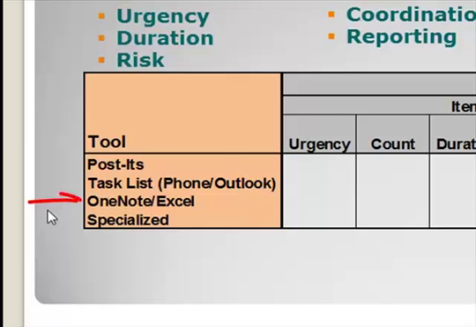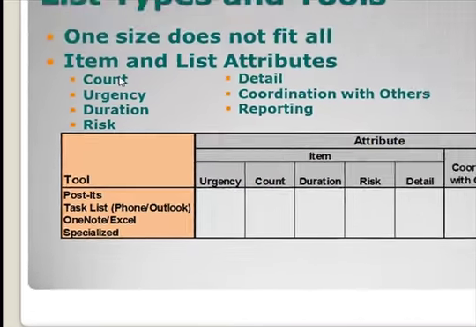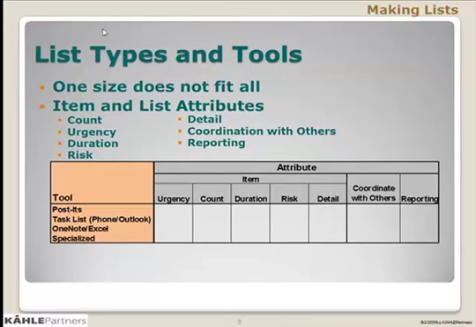Then we go on to OneNote and Excel, and these are two clearly more powerful list-keeping systems that go beyond simple task and to-do tracking. And finally, we have specialized software for maintaining lists that could range from Salesforce.com for tracking leads, to DOORS for tracking requirements, to Microsoft Project Server for tracking projects in the enterprise. Okay, so we've got all these different types of list tools, and we've got these different attributes. Now let's see how they're different.